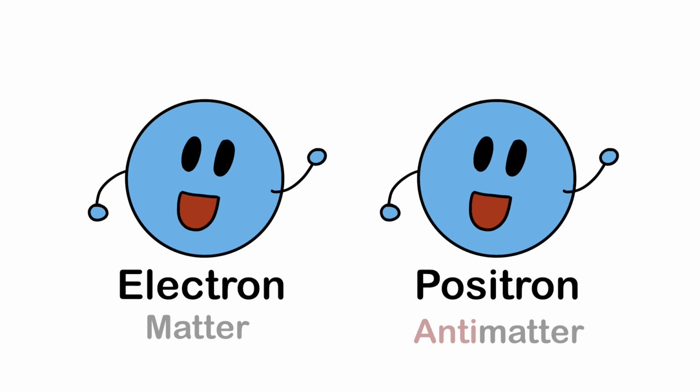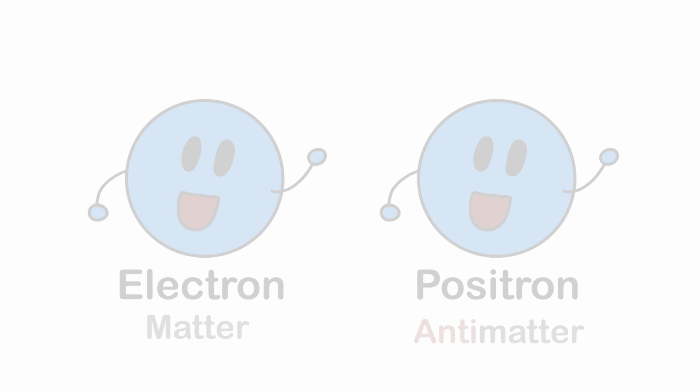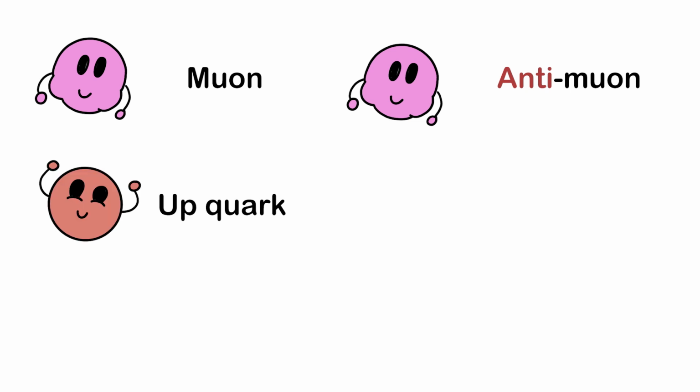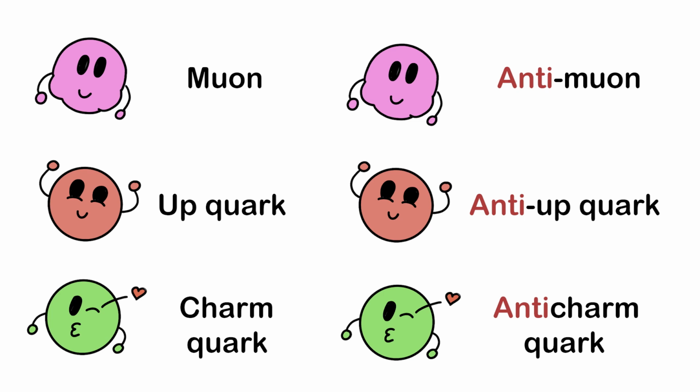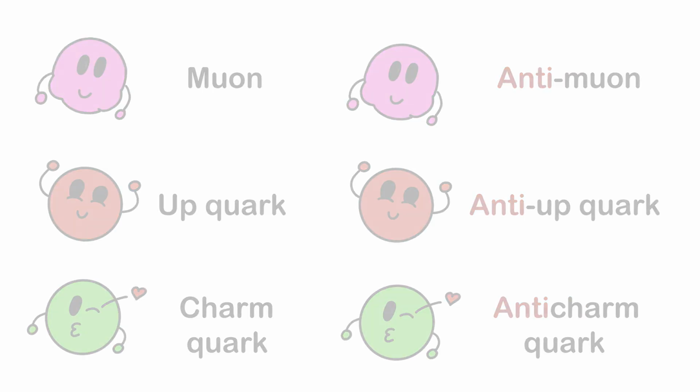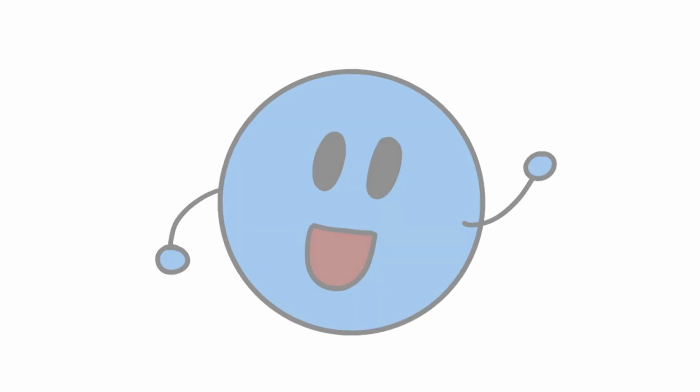The electron is not unique in having an antimatter partner. Also the muon, for example, has an antimatter equivalent, called the antimuon. The up has the anti-up, the charm has the anti-charm, and so on and so on. But for simplicity, we'll ignore all that for now and zoom in on only the electron and its positron partner.